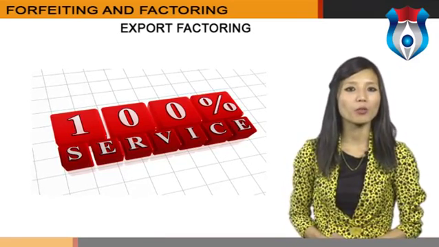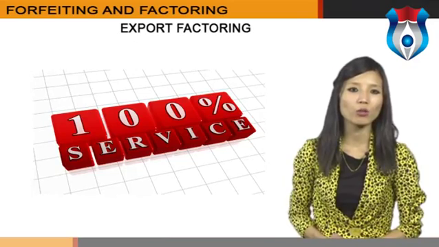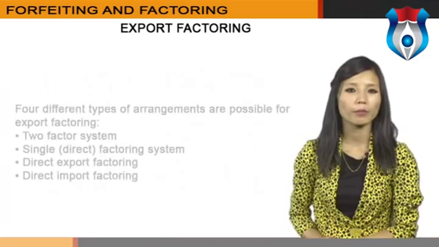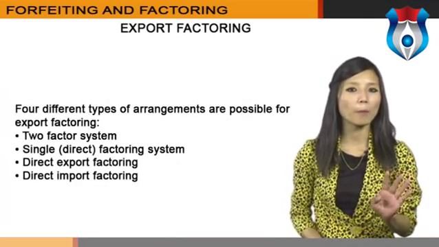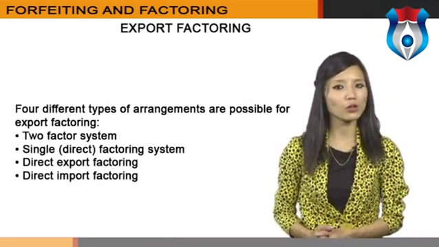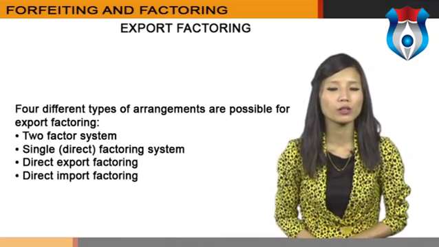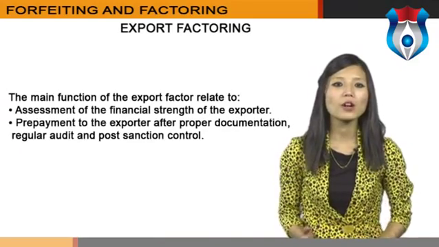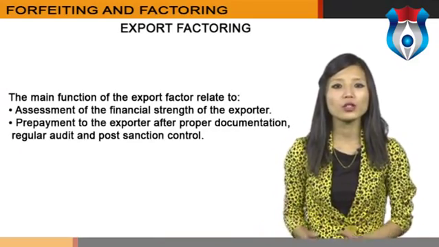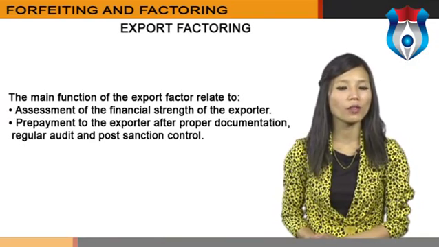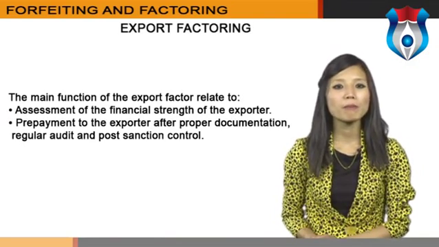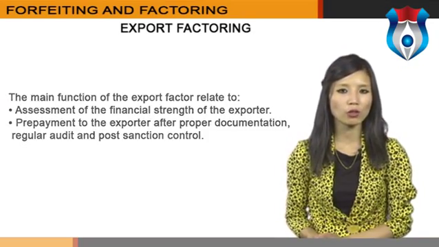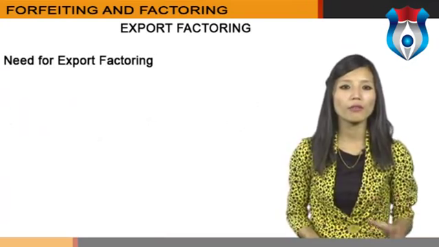The export factor can offer benefits of export factoring both to the exporters as well as to the importers. The mechanism of export factoring is similar to that of domestic factoring, the exception being the exporter and importer belong to two different countries. Four different types of arrangement are possible for export factoring: two-factor system, single direct factoring system, direct export factoring, direct import factoring. The main functions of the export factor relate to assessment of the financial strength of the exporter, prepayment to the exporter after proper documentation, regular audit and post-sanction control.